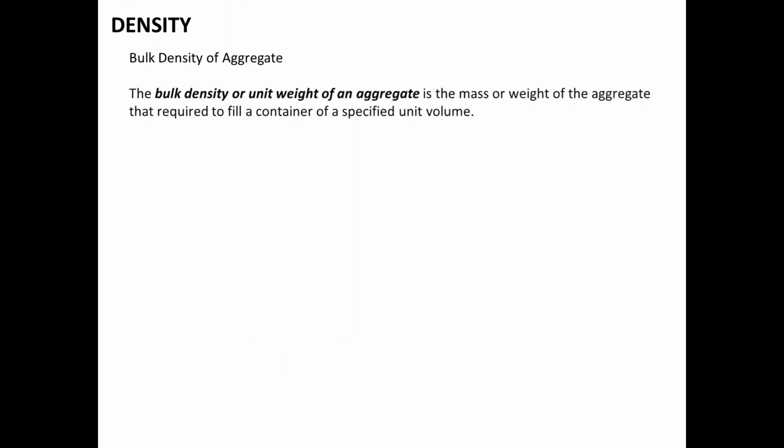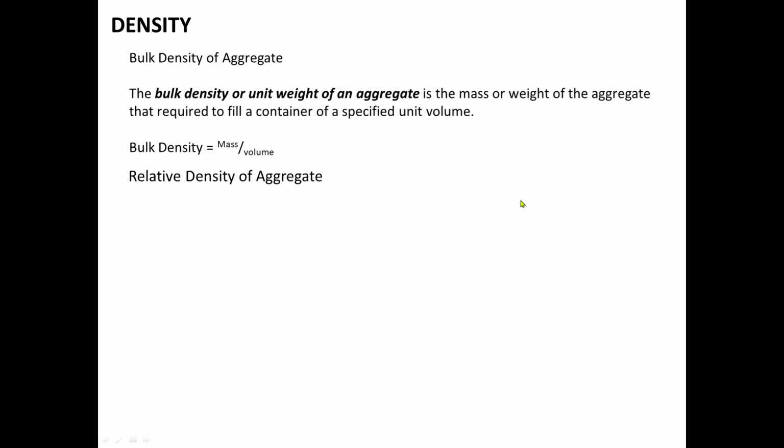When it comes to density, dalawang klase ang density. Una, pag-usapan muna natin yung bulk density of aggregate. The bulk density or unit weight of an aggregate is the mass or weight of the aggregate that is required to fill a container of a specified unit volume. Ito yung formula natin. Bulk density is simply equal to mass over volume.